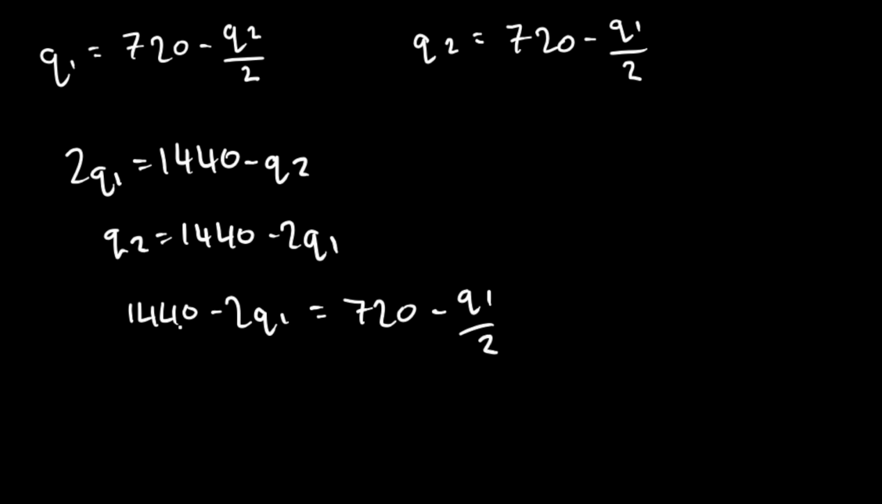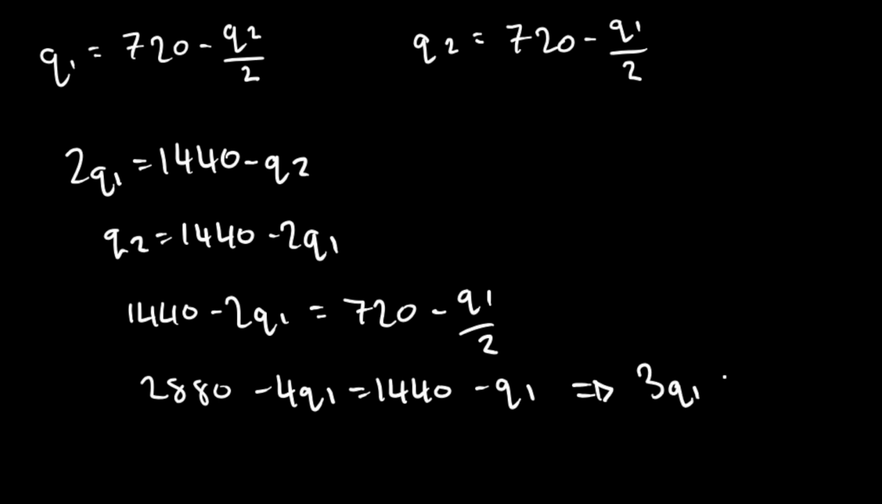Then we can multiply this through by 2 again to get rid of the denominator. We're going to end up with 208 minus 4Q1 equals 1,440 minus Q1. So let's combine the Q1s and take this 1,440 onto the other side, and we're going to be left with 3Q1 equals 1,440. Then divide this by 3, and we get Q1 equals 480.